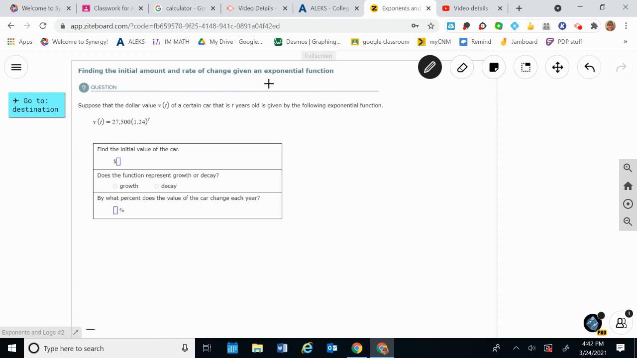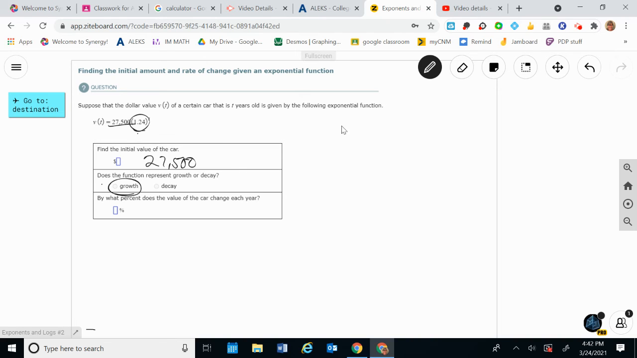Finding the initial amount and rate of change given an exponential function. Same problem. Okay. What is the initial value of the car? 27,500. Does it represent growth or decay? Check this out. Okay. Wow. This guy increases. What kind of car increases with time? It has to be a classic or something. This is growth because it's over 1.